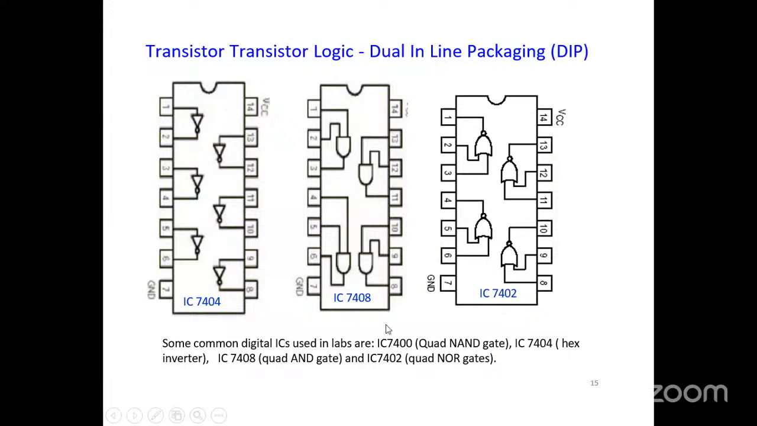Then the other pinout diagrams are of the inverter, AND gate and NOR gate. These are the pinout diagrams, and they are designed in dual in-line package. In one IC the number of inverters is 6, in another the number of AND gates is 4, and the number of NOR gates is also 4. Whenever required, we can use 4 or 3 or 1. The maximum we can use from this is 4.